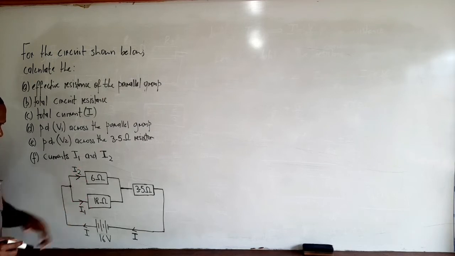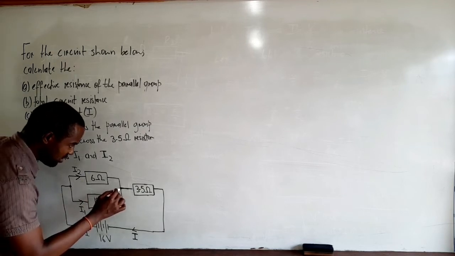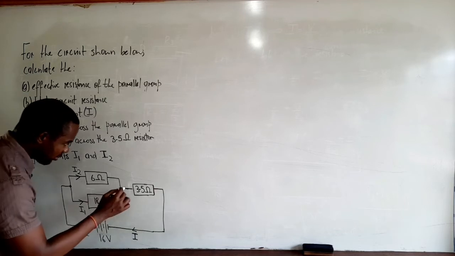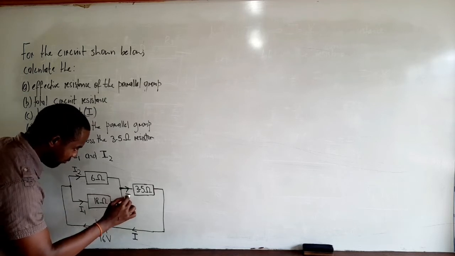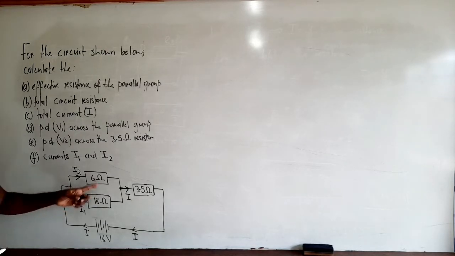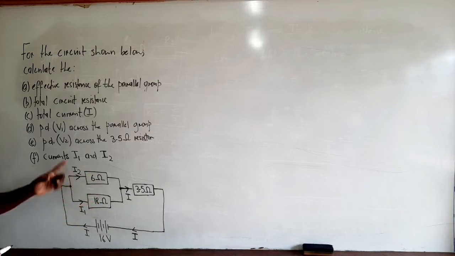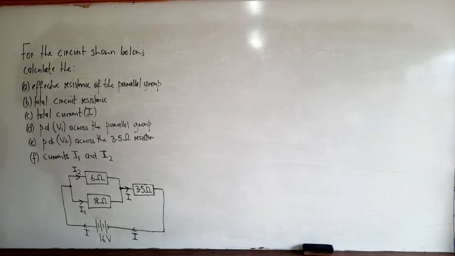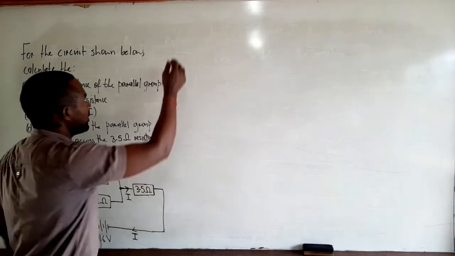Now these two currents flow to their respective resistors, but they will recombine at this junction, and the total current I will now also flow through the 3.5 ohm resistor. So therefore the 6 ohm and the 18 ohm resistors are connected in parallel, and that combination is in series with the 3.5 ohm resistor. So when the question refers to the parallel branch, they're talking about the 6 ohm and the 18 ohm resistors. So let's look at that part of the question.